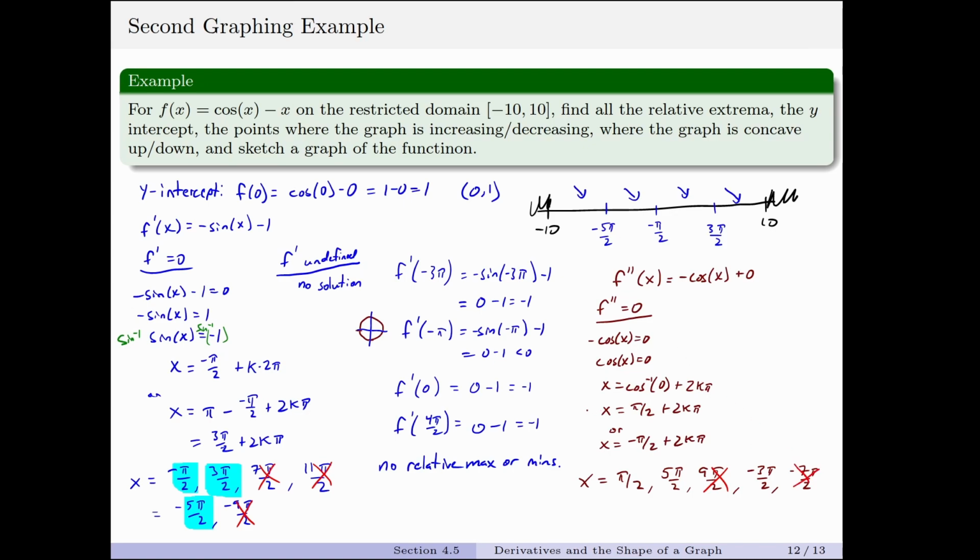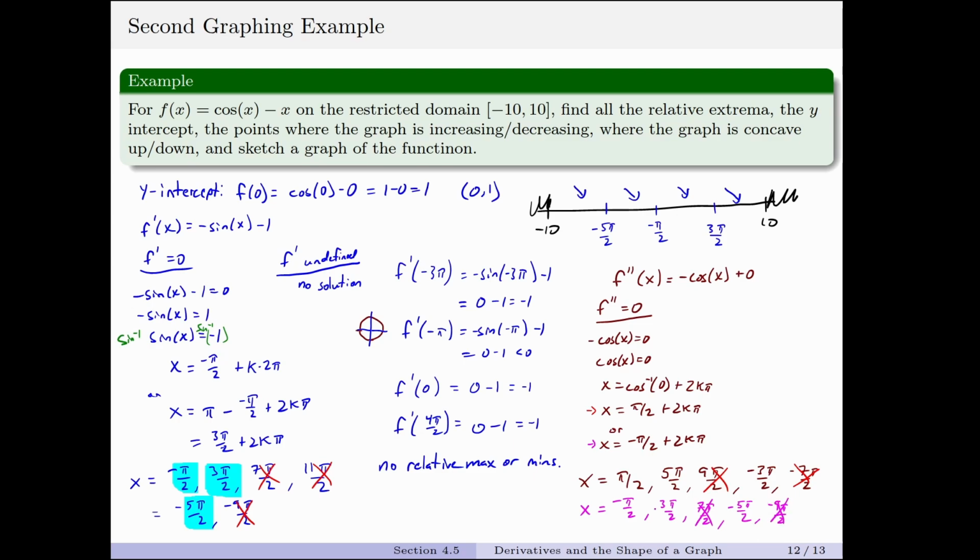Okay, so there I just checked all of the π/2's adding and subtracting multiples of 2π. Now we're going to look at negative π/2 and multiples of 2π. So we could have negative π/2. When I add 2 pi, I'll get 3 pi over 2, which is fine. When I add another one, I get 7 pi over 2, which I know is no good. When I subtract 2 pi, I'll get negative 5 pi over 2, which is fine. When I subtract again, I get negative 9 pi over 2, which is no good.